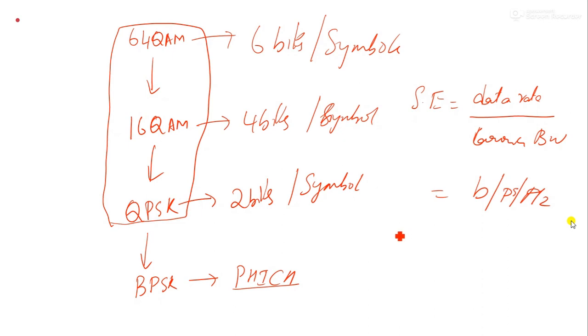We have also calculated the spectral efficiency with one example. Let's say with 64 QAM modulation scheme, typically it will be 20 into 6, that is 120 Mbps. That will be the data rate, and the actual bandwidth is 20 megahertz. So we will get a spectral efficiency of 6. That's how we calculate the spectral efficiency. This is also what we had discussed yesterday.